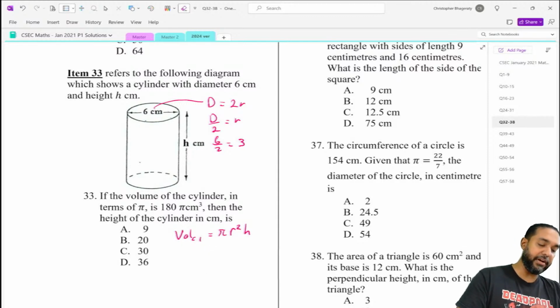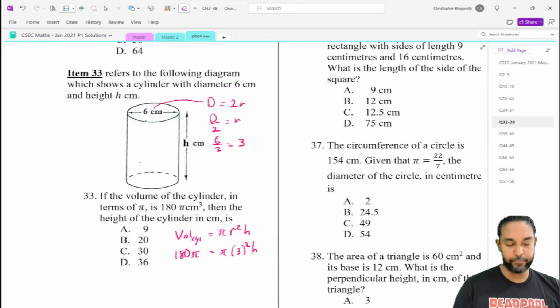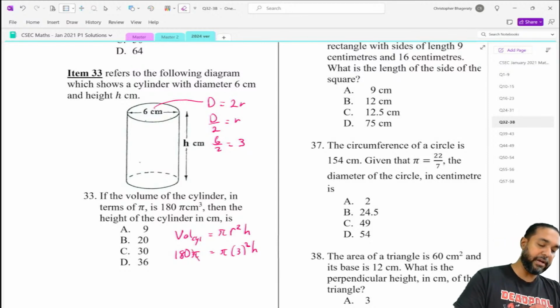Now they're telling us that the volume of the cylinder is 180 pi. And across here you have pi times 3 squared, then times h. Now you could actually divide by pi to cancel it off of both sides, and you'll get that 180 is equal to 9 times h. And of course, to find h, you'll take 180 and divide by 9, which will give us 20.